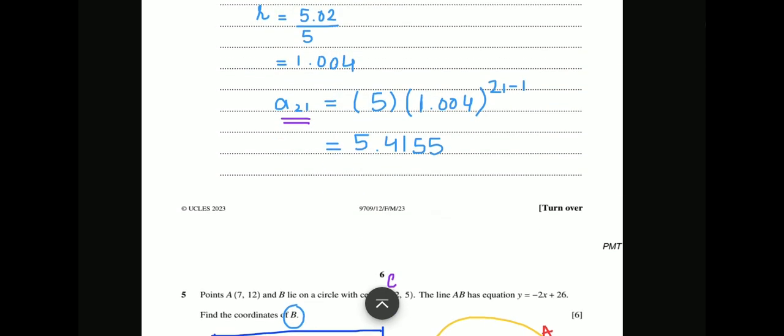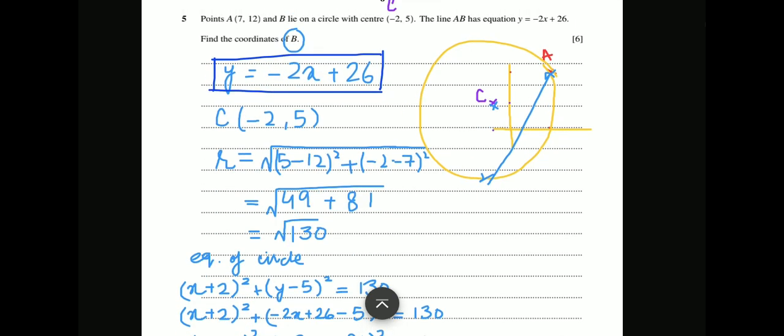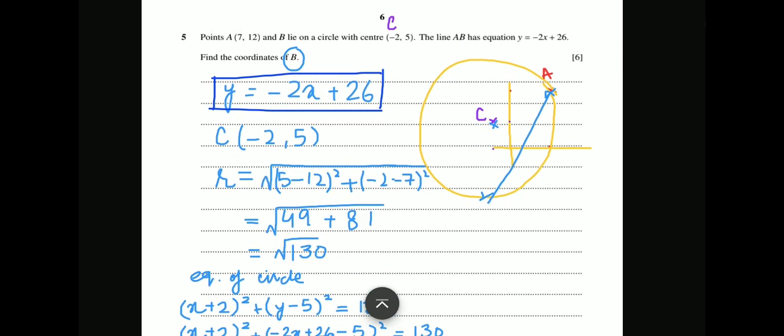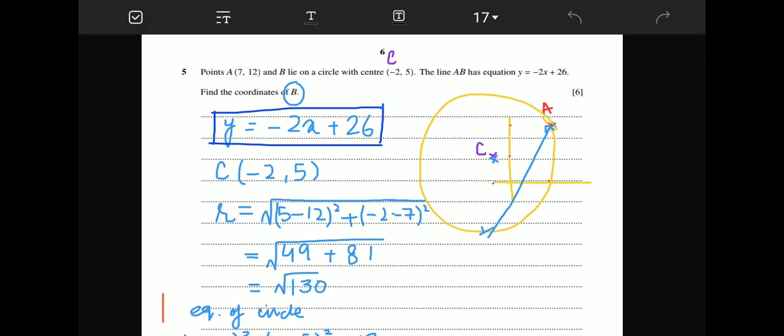Okay, so let's start with question 5. Points A and B lie on a circle with center, we call it C. The line AB has equation this. Find the coordinates of B. Okay, let's understand this first. We have points A and B that lie on some circle.